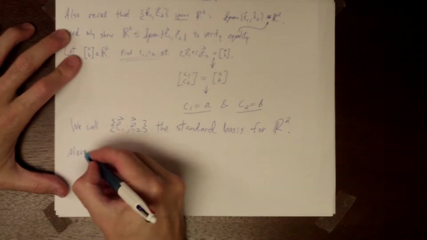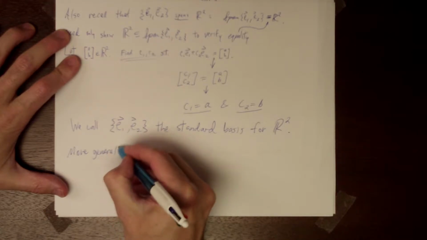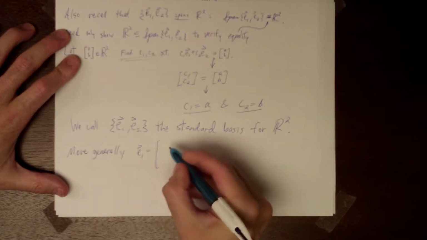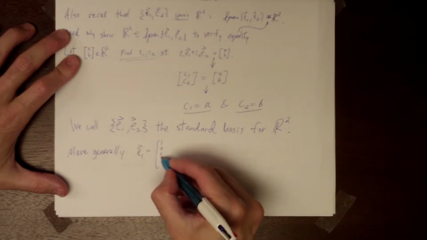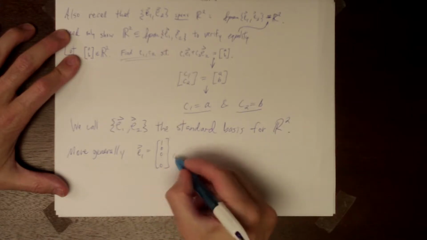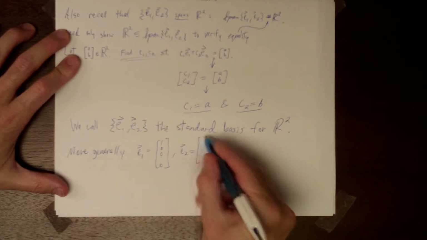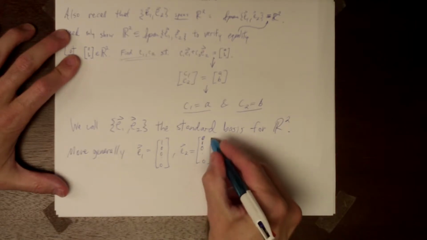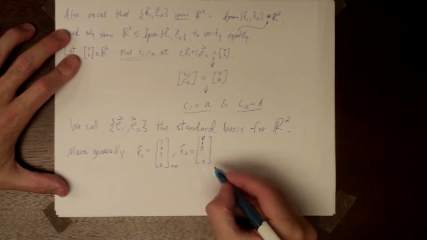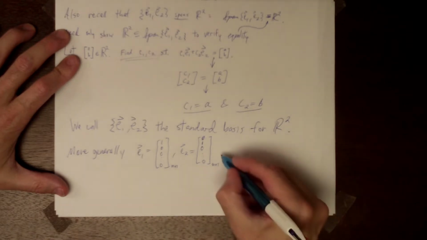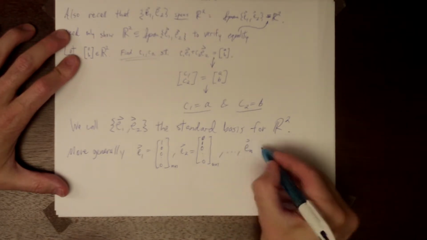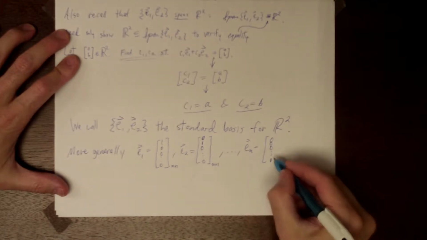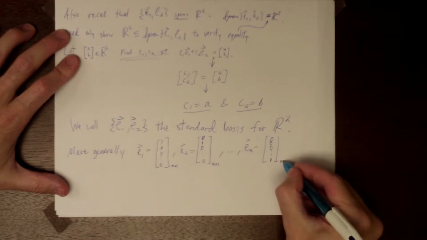More generally, E1 equals 1, 0, 0, dot, dot, dot, 0. E2 equals 0, 1, 0, dot, dot, dot, 0. And this is an n by 1, and this is also an n by 1 matrix. Keep on going, all the way to En: 0, 0, 0, dot, dot, dot, and all the way at the bottom there's a 1, and everything else above it is zeros. Again, an n by 1 vector.